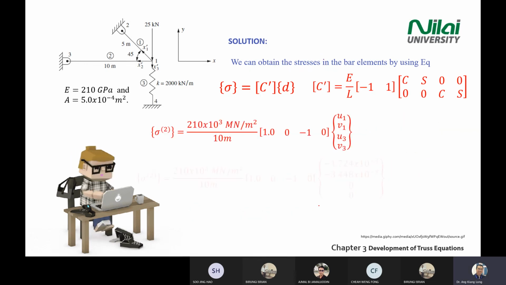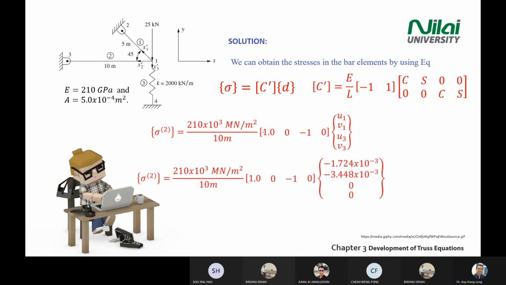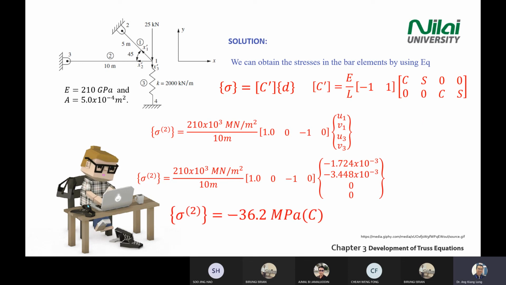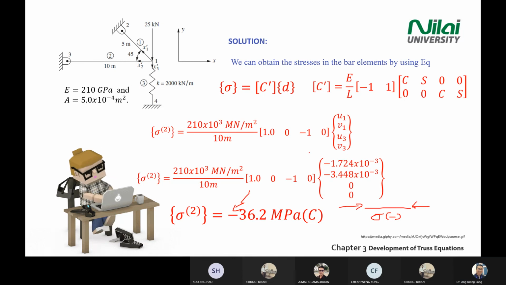You do the same for element 2. Substitute all the values. You get stress 2 equal to negative 36.2 megapascal. Negative means compression. When your stress is negative, you get a compression loading, a compression reaction. You compress element 2. Okay, so this is how you do it.